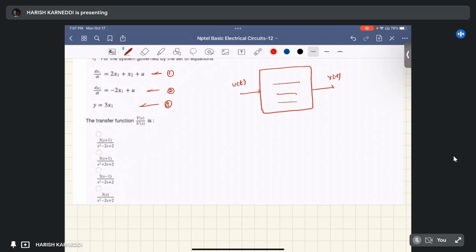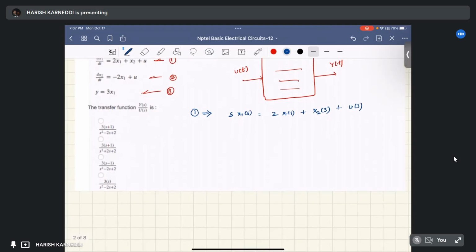By applying the Laplace transformation to equation 1, for dx1 by dt we can write s into x1 of s equal to 2 x1 of s, where the Laplace transform of x1 is x1 of s, plus Laplace transformation of x2 is x2 of s, plus Laplace transformation of u is u of s. This is the Laplace transformation of equation 1.